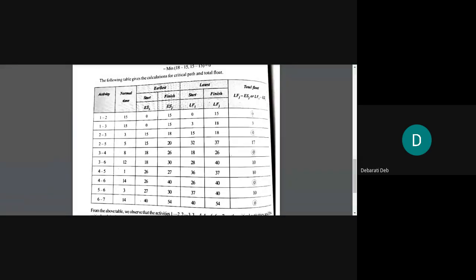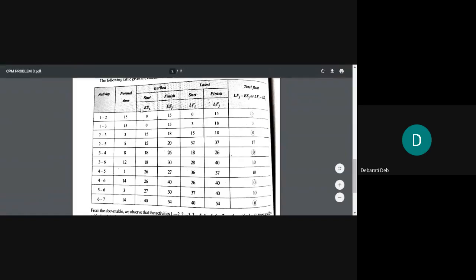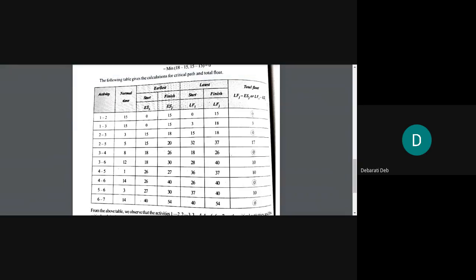Then once you calculate the total float, you will have to circle all the zeros. The zeros which correspond to the activities will be your critical path. They will form the critical path. So please complete this problem tonight.